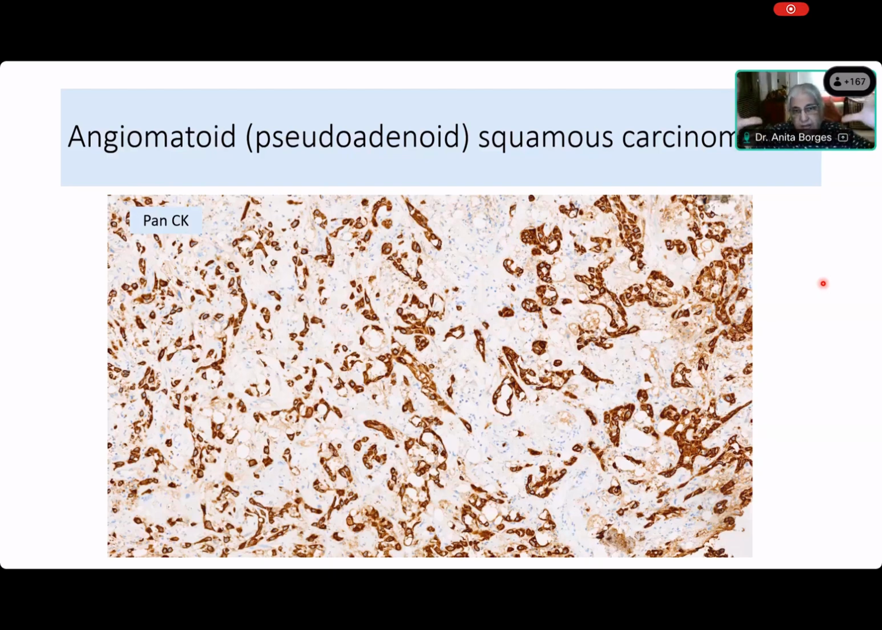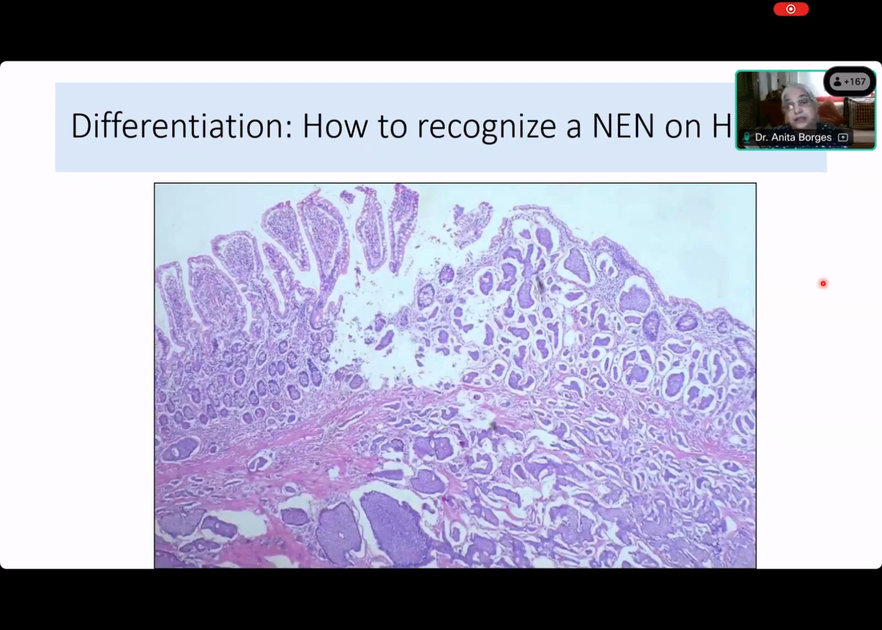It was poorly differentiated when we first saw it, and after we proved that it is a squamous carcinoma, we still want to retain that term poorly differentiated, except that now we will call it a squamous carcinoma. All right. Any questions about that? Yes. What is the question?